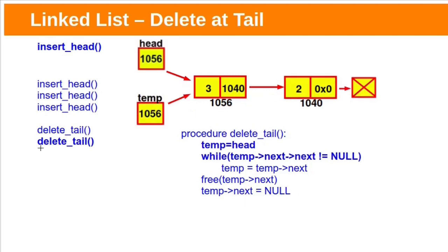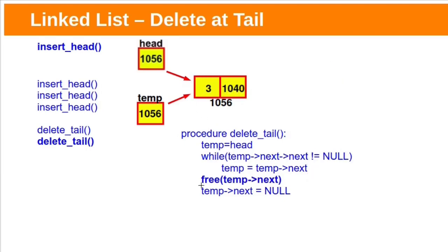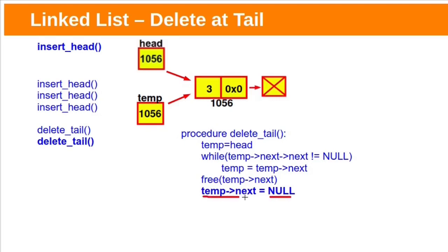Suppose we want to perform one more deletion at tail operation. Repeat the same process. Initialize temp with head, but see here temp next is null. So temp will not be incremented. Temp will remain at this node. Then we need to delete the last node. So here the last node is deleted. Again we need to set the last node link to null. Here null is placed within the temp next field.